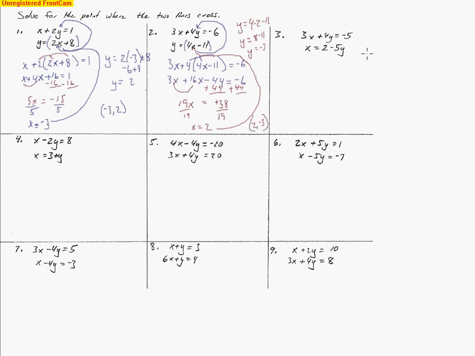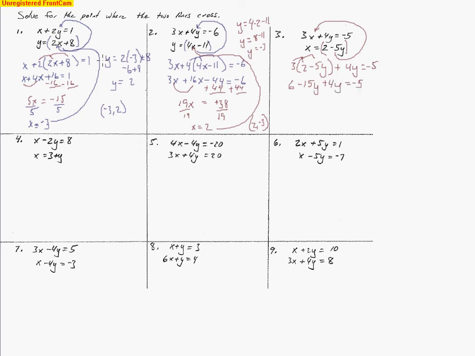So that's the same way you're going to do this next problem. You're just going to substitute. Take the expression that you have here and substitute this into the equation above. And so we have now 3 times the quantity 2 minus 5y, all being added to this 4y equals negative 5. And so you use that distributive property. Distribute that, you get 6 minus 15y plus the 4y equals negative 5.